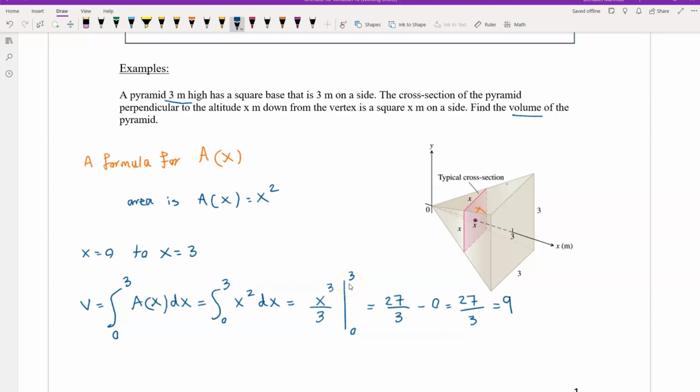So substitute this 3 instead of x. We have 3 cubed divided by 3, so that is 27 divided by 3, minus, use 0 instead of x, so we have 0 cubed divided by 3, which is 0. What we have here is 27 divided by 3 minus 0, and that is 27 divided by 3, so the answer is 9. And this is volume, so this is 9 cubic meters.